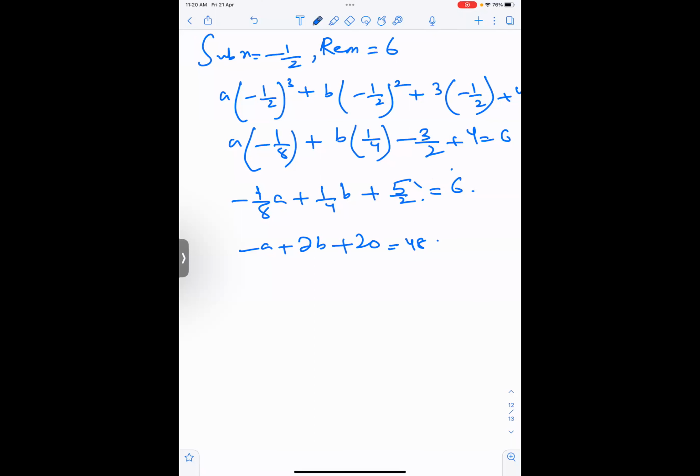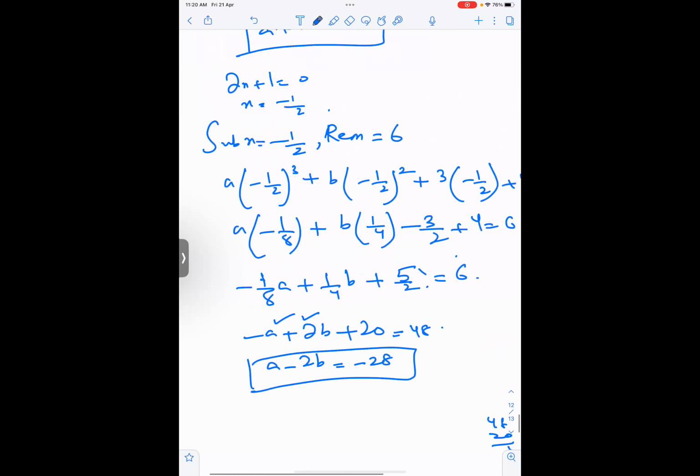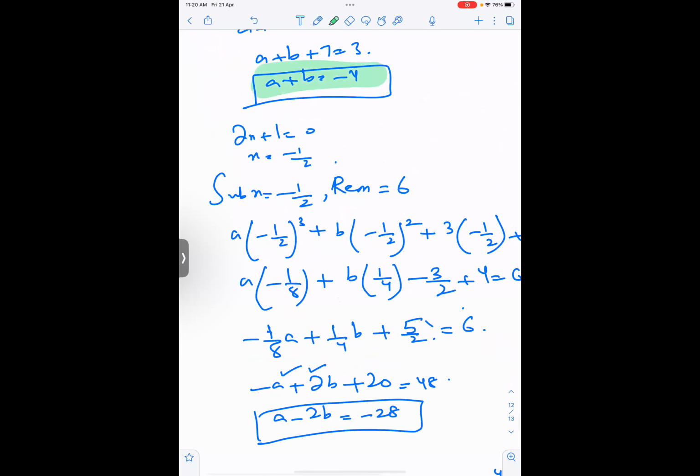Okay, so I've got the equation minus a plus 2b. I'm shifting both of them to the other side. a minus 2b equals 20 minus 48, which is minus 28. These are the two equations which I have. I have to solve them simultaneously and get the values of a and b. This is the first equation. This is the second equation.